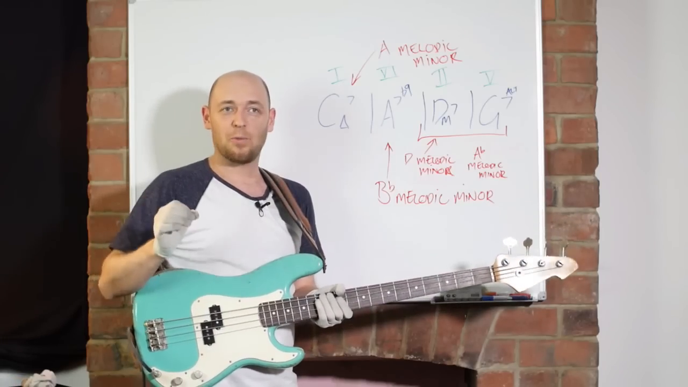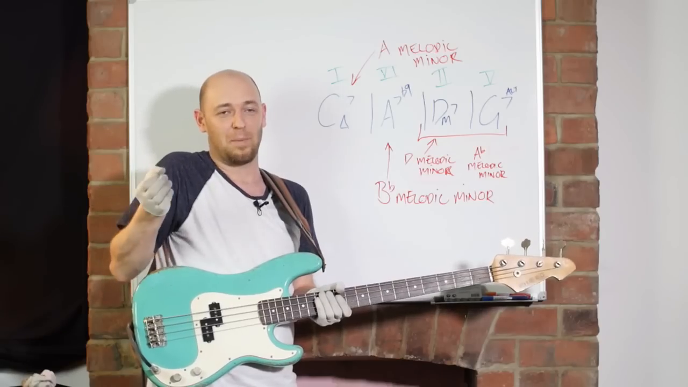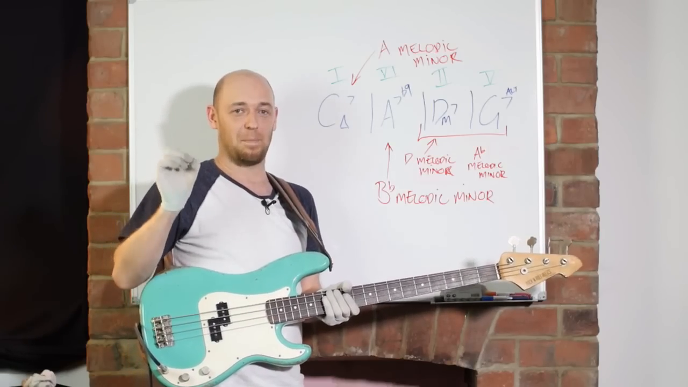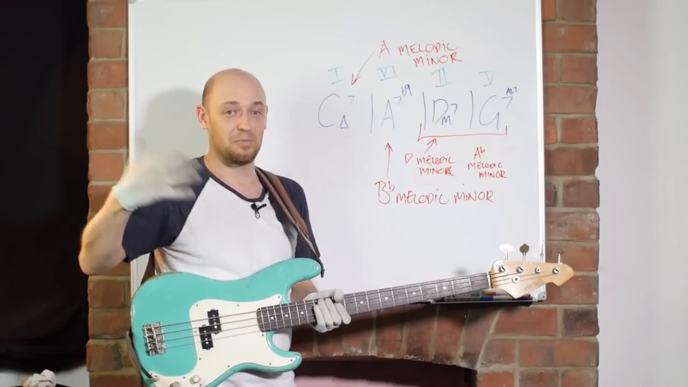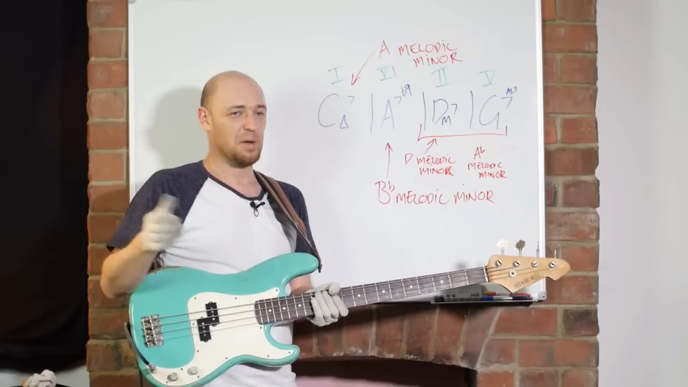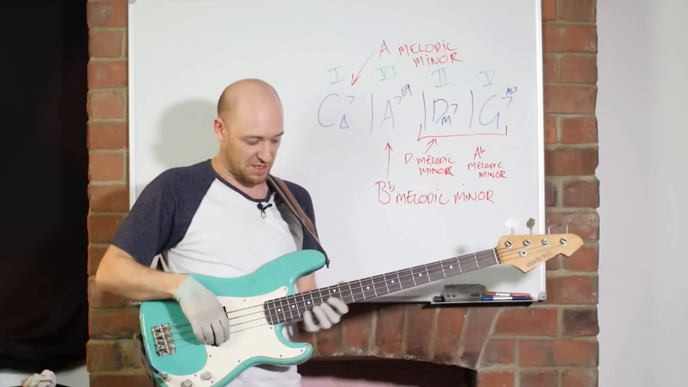Now, right now, we haven't even really looked at or thought about the melodic minor scale. We're really looking at the minor major 7 arpeggio. Now, we're going to add some notes to it in a minute to make it into a melodic minor scale, but you've got the main gist of actually what you need just here.